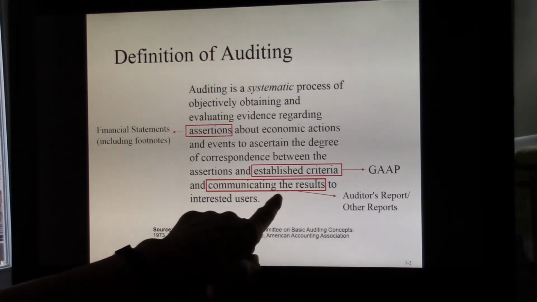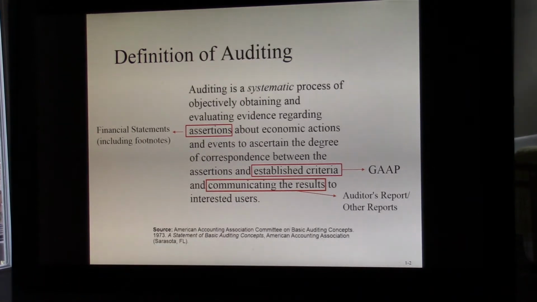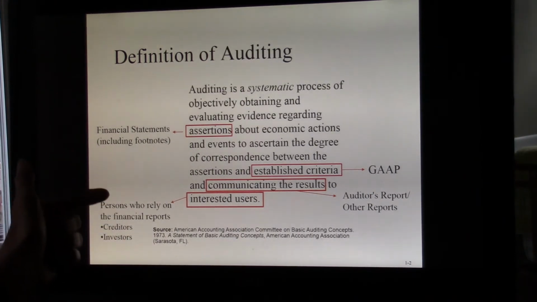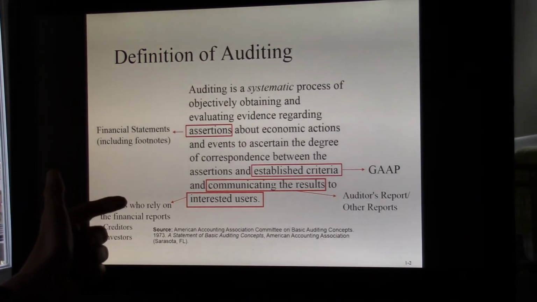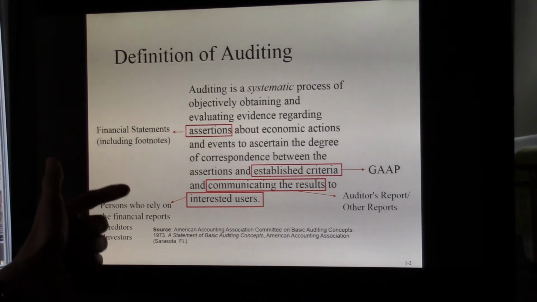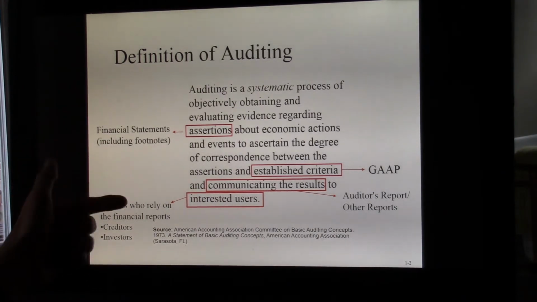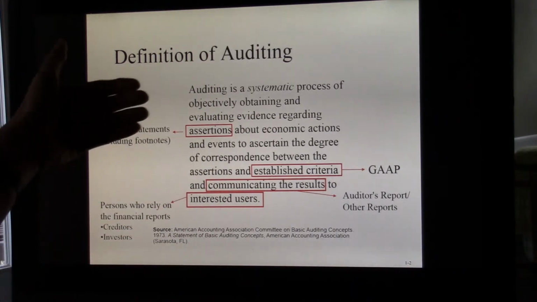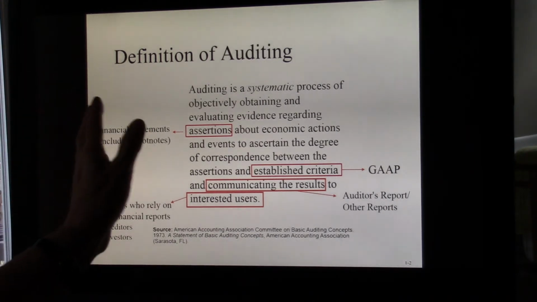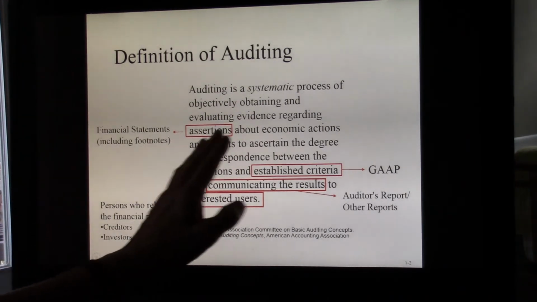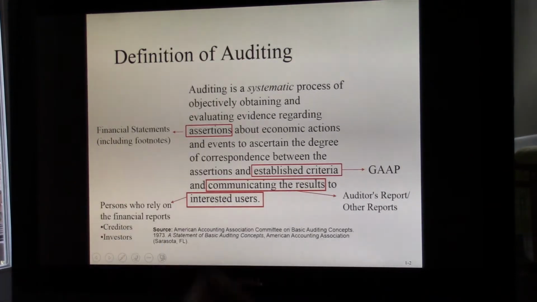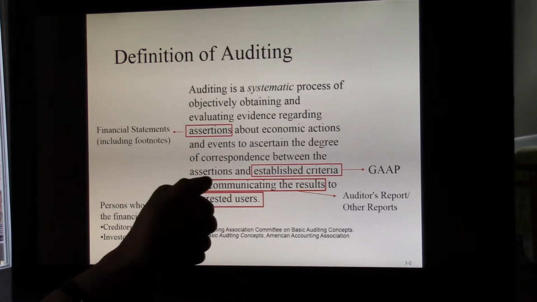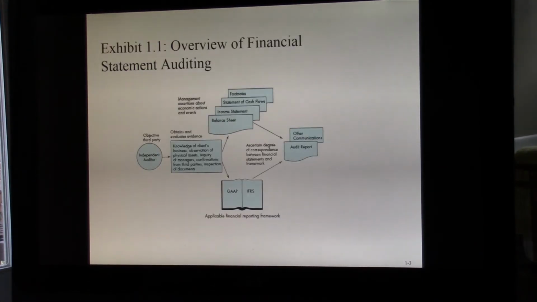That's what we looked at on Facebook. We read their auditor's report. They communicated it to interested users, right? So that's why we saw that the auditor's report was addressed to the financial stakeholders, which were the owners of the company, creditors, investors. So auditing is about getting evidence about assertions, which basically are the financial statements, comparing them to GAAP, and deciding, does that match? Are they fairly presented in accordance with GAAP? And communicating the results.